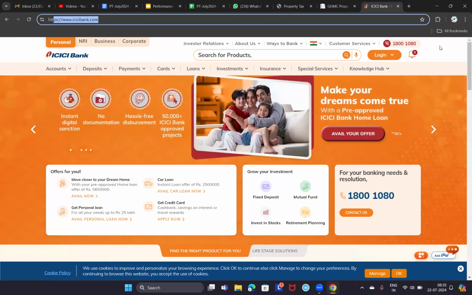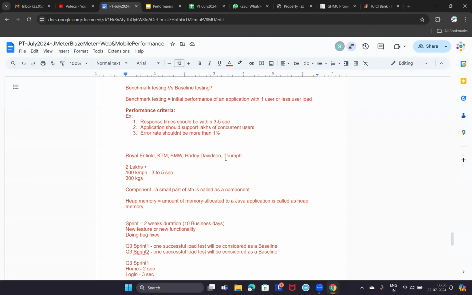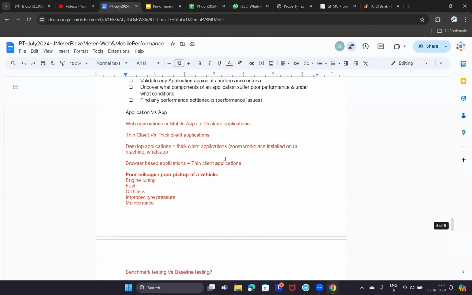They will use a desktop application, or thick client application. What is a desktop application? We already discussed it, isn't it? A thick client application installed on our machine, right? That is called a desktop application. Okay, Zoom Workplace is an example.